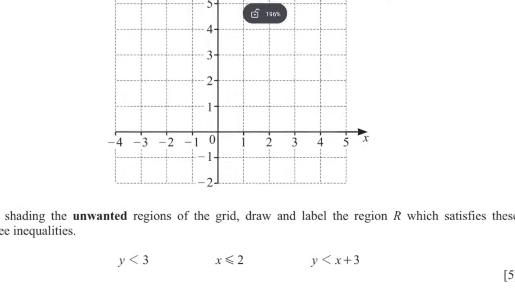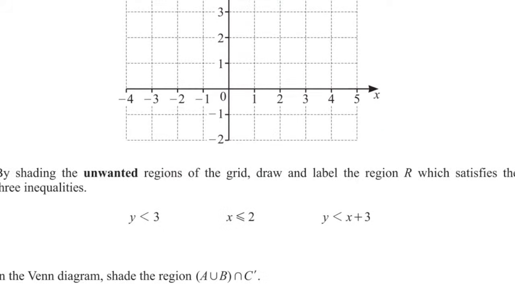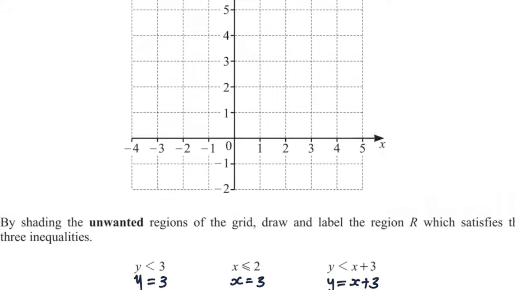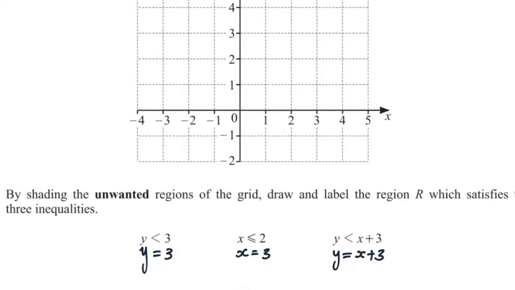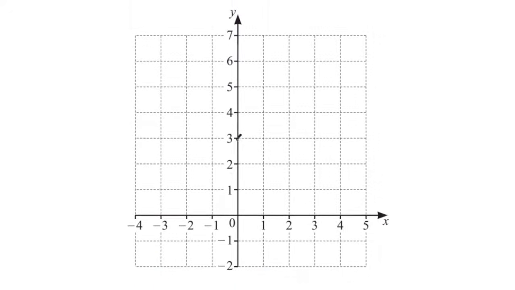Shading the unwanted region Y. This is the last one I'm doing, and I know you're done with this, and I'll give you assignments on this. Put the lines. Then sketch them. Y equal to 3, you go to 3 on the y-axis.